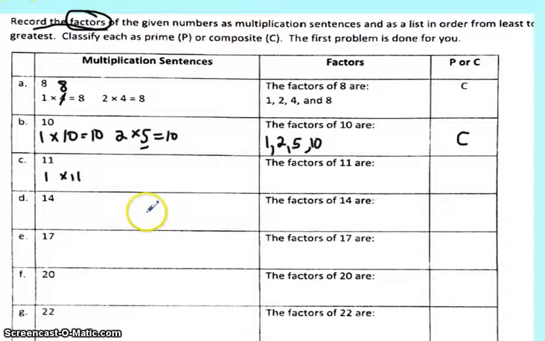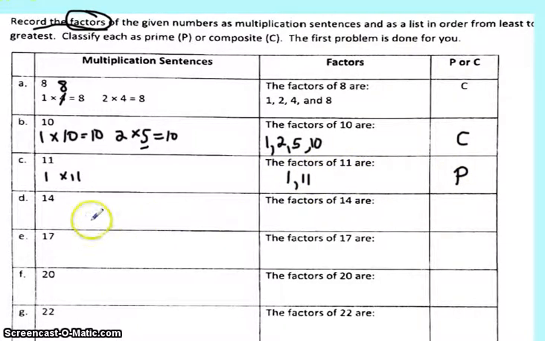5, 5, 10, 15. No. 7, 7, 14. Well, wait a minute. We know that for factors, there are no factors that are between half the number and the number itself. So we're done. So the factors of 11 are 1 and 11. That makes this a prime number because why? There are only 2 factors.